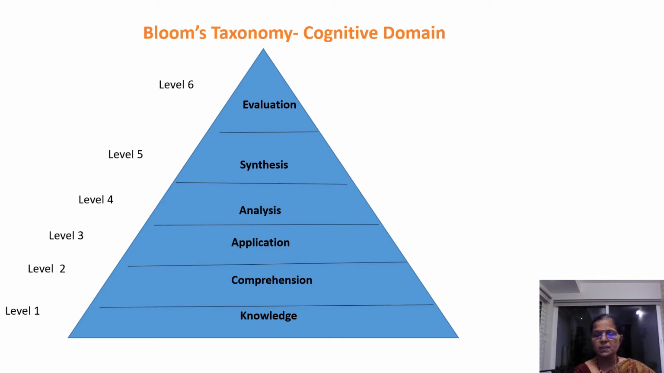So knowledge is the lowermost level, which is just memorizing facts and ideas or concepts. And comprehension is slightly above the knowledge level, where you understand things. And then comes the application level, slightly above comprehension, where whatever information, ideas or concepts you have learned, you are able to apply in a real life situation. That is application. Then comes analysis. You are able to analyze something whole into its parts.